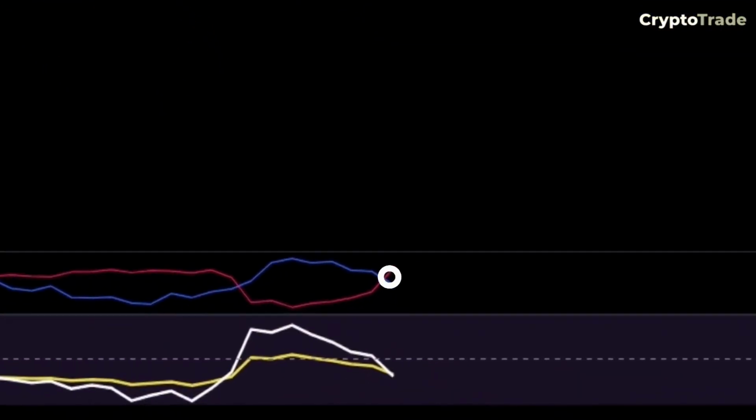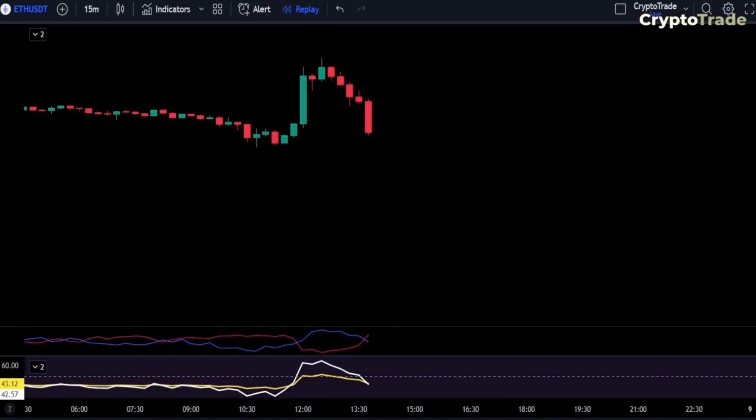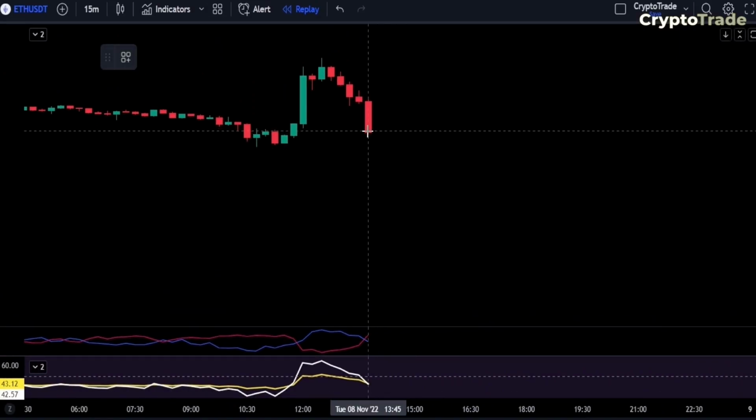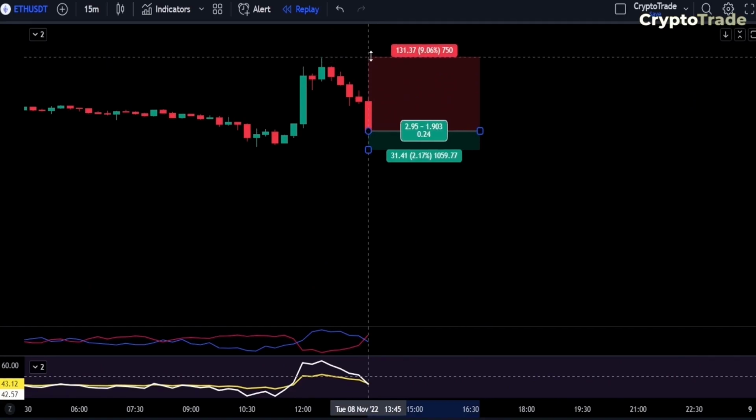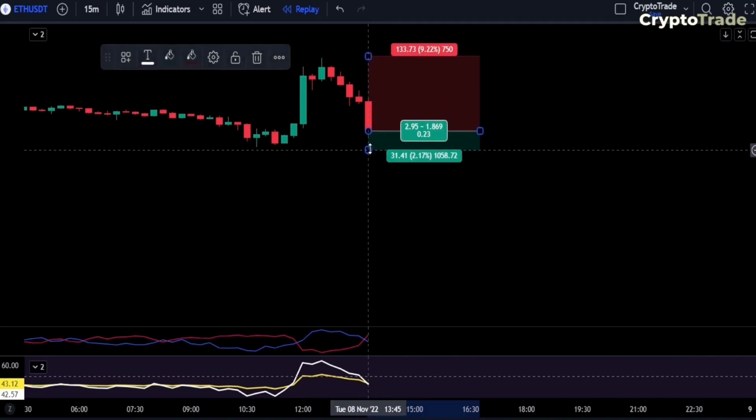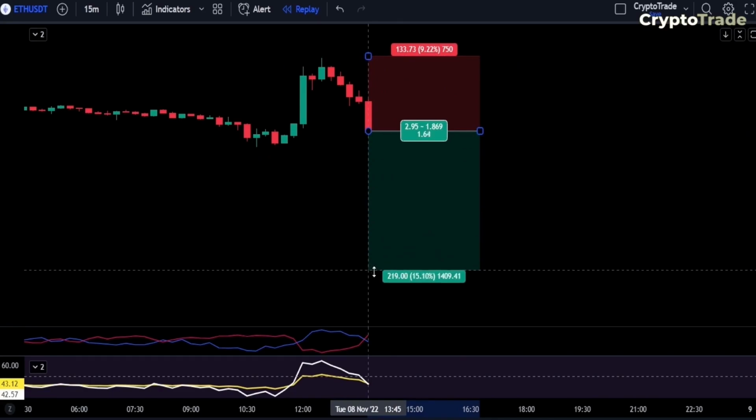Vortex red line crosses the blue line upwards. RSI white line is below the yellow line and below the middle line. As these conditions are met, place a sell order at the close of the candle. Place the stop loss above the nearest swing high. The risk to reward ratio will be set to 1 to 2.